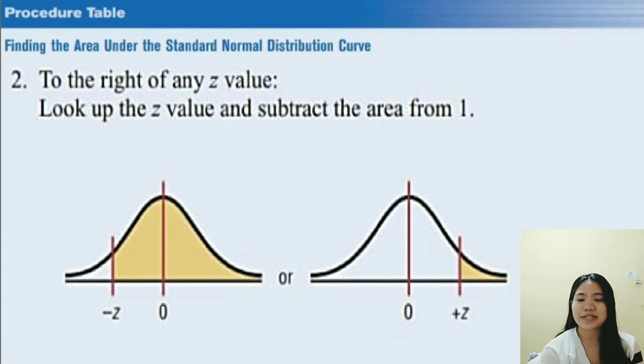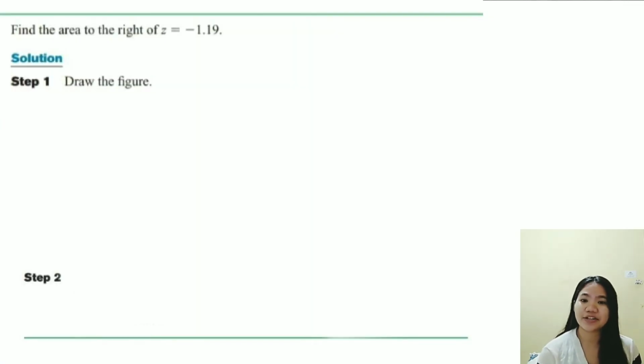The second problem is to find the area of the standard normal distribution curve to the right of any z value. So we need to look up the z value and subtract the area from 1. As an example, we are going to find the area of the standard normal distribution curve to the right of the z value of negative 1.19.